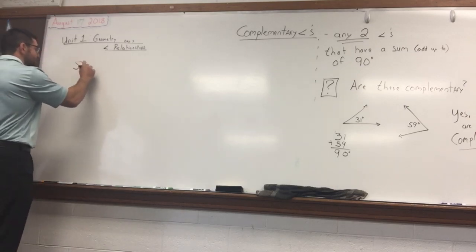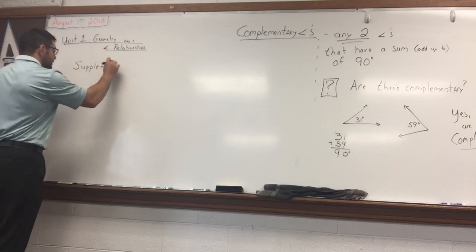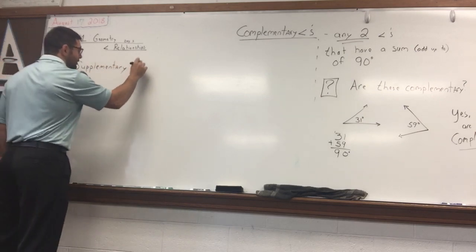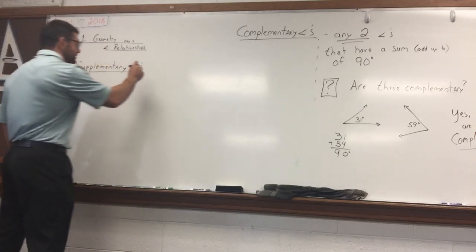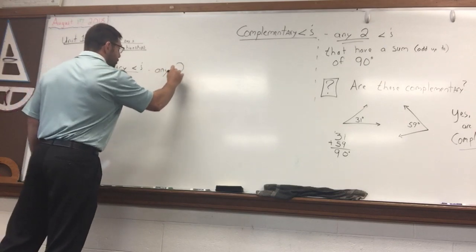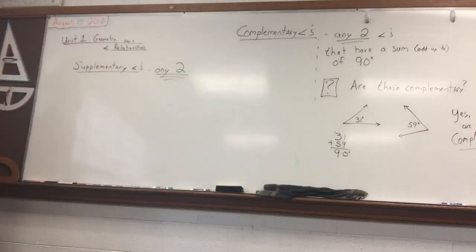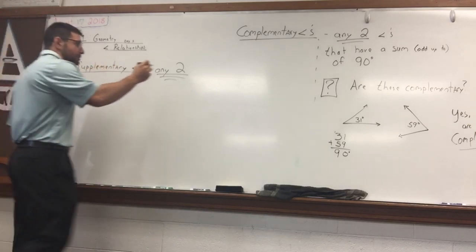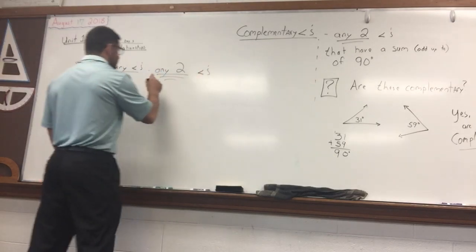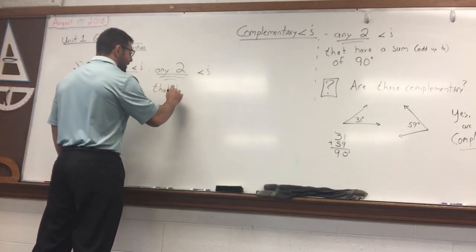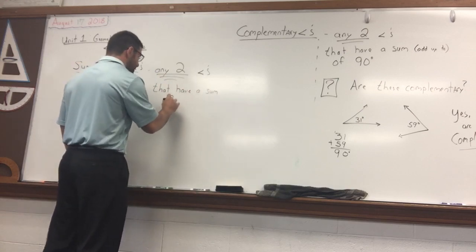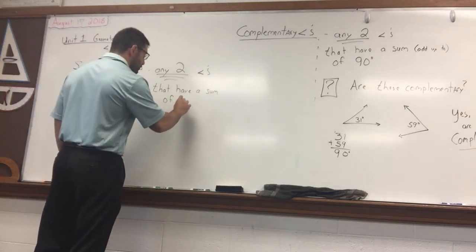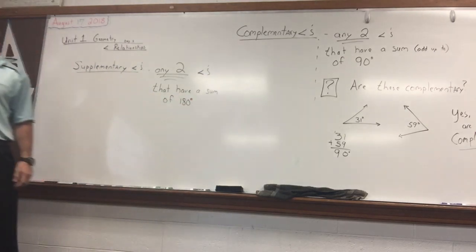So we're going to talk about supplementary angles. And we're going to say any two. Remember, our angle relationships are always with two angles. So any two angles that have a sum of, and then supplementary, we've got 180 degrees.